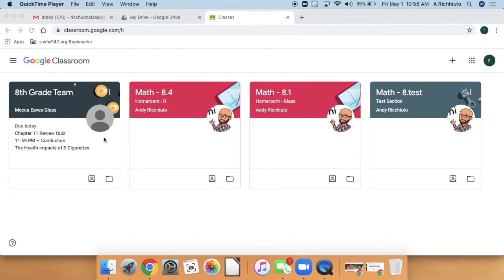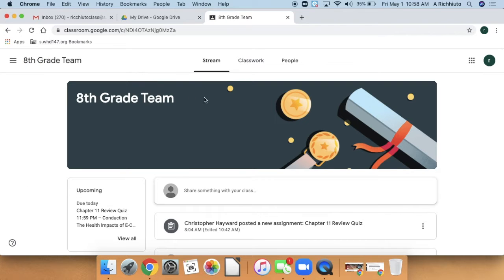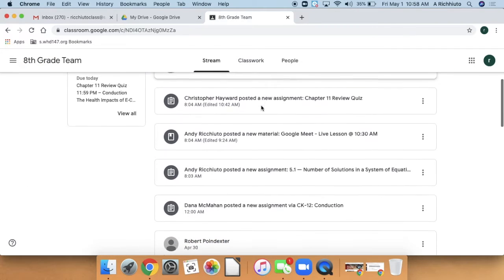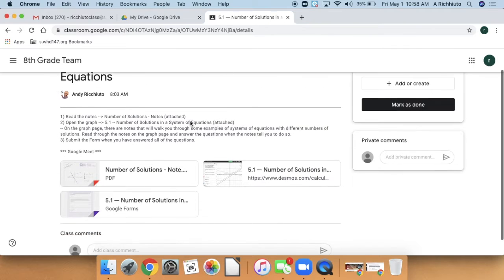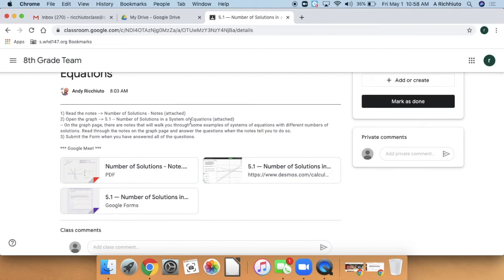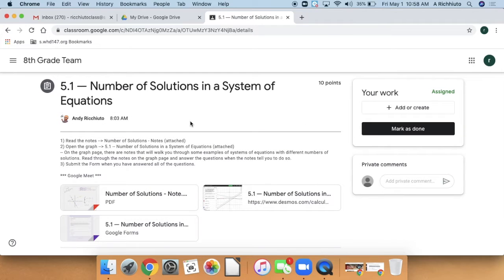Okay, guys, we're going to give this a shot. We're going to try to run through today's assignment. So I'm going to go here to the 8th grade team, Google Classroom. I'm going to scroll down to today's assignment, 5-1, that's today's date. Let's take a look. Let's read the instructions. It says 5.1, number of solutions in a system of equations.